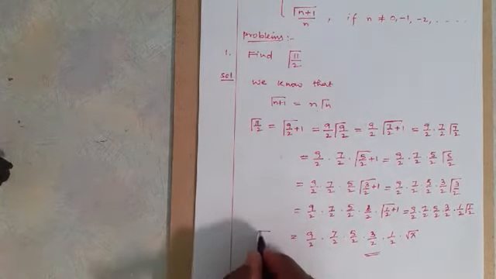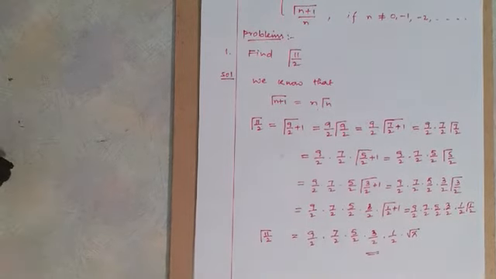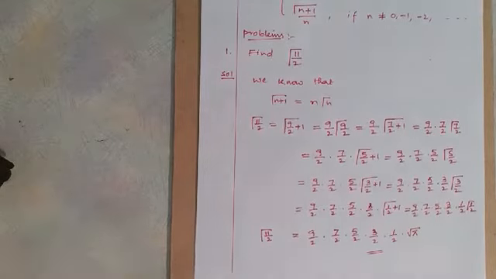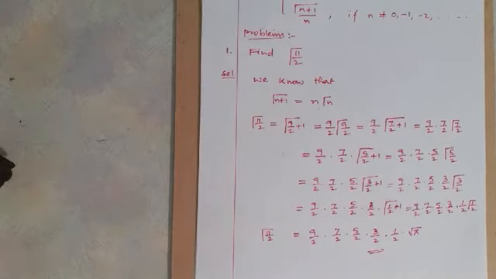That is, gamma 11 by 2 is equal to this one. This will be asked for 2 marks. Now let us go for the next problem.